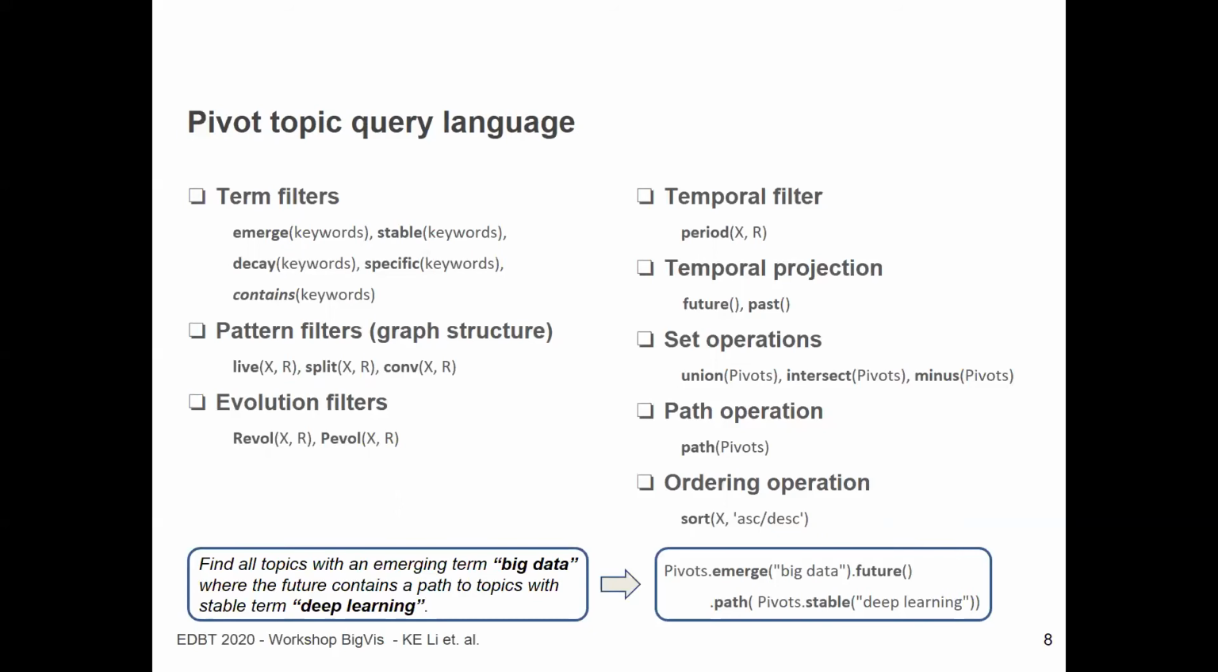These filters can be combined to express more complex queries. For instance, find all topics with an emerging term big data, where the future contains a path to topics with stable term deep learning. We can express this query readily by using our filters.